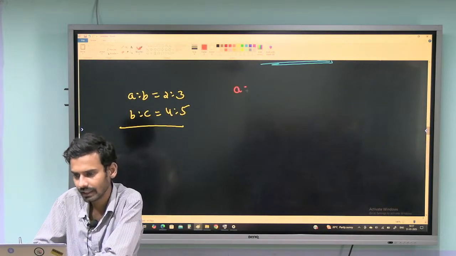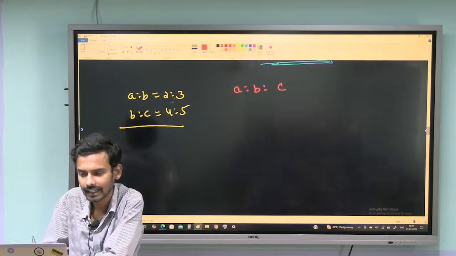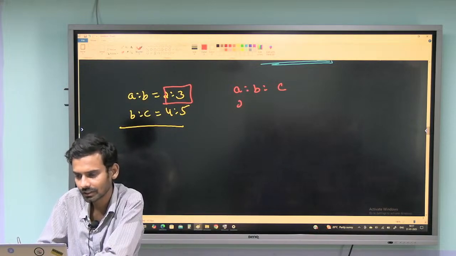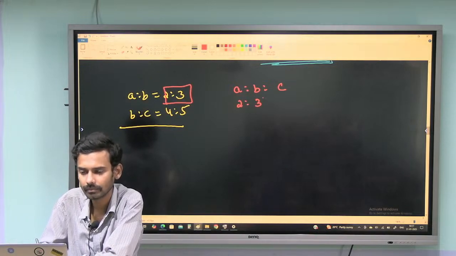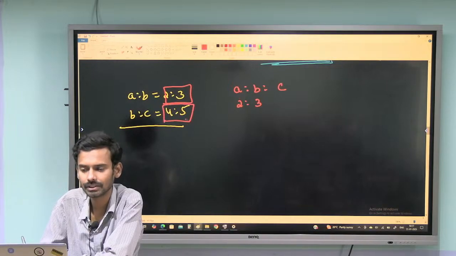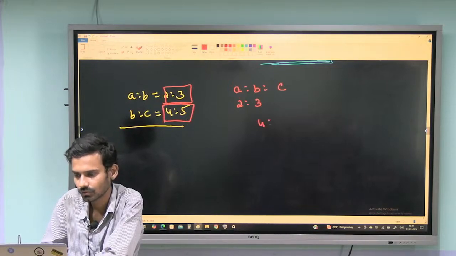First write A is to B is to C. Under this, you write the value of A is to B below it, and below that you need to write the value of B is to C. So B is to C is here 4 is to 5.